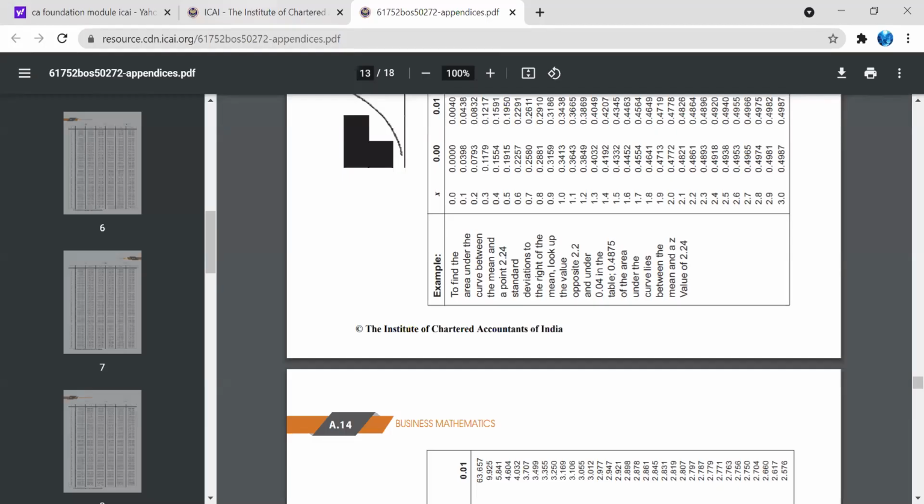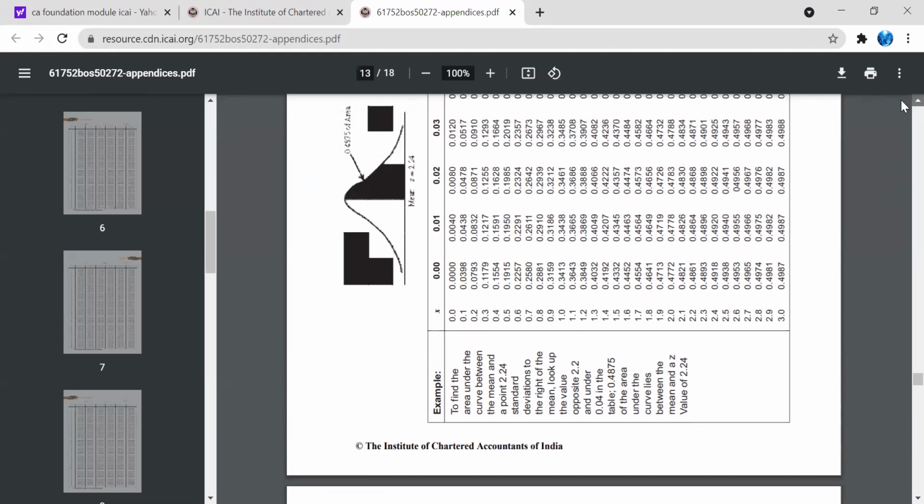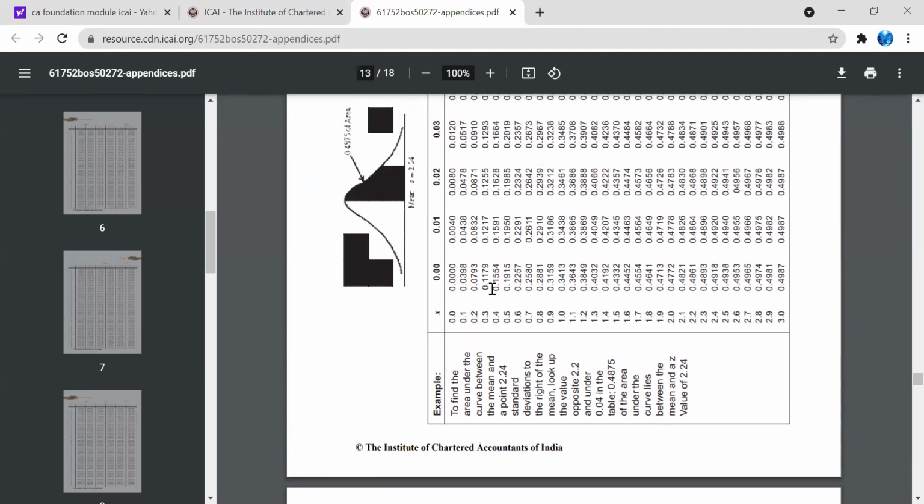Now in Z table, see this is X and the values of X are 0.0, 0.1, 0.2, and so on, 0.3 and so on. तो X में जो values है ना वो हम लोग 0 integer point first decimal point ले लेते हैं. And then the second decimal point we will search in the table. This is actually the second decimal point.